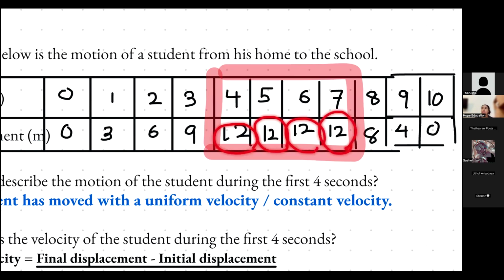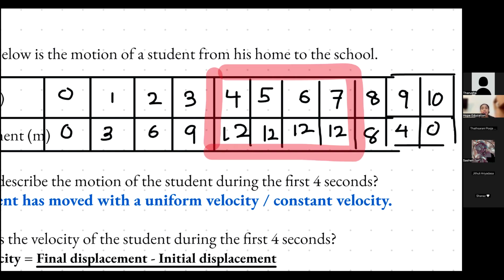If the displacement has increased or decreased, we can say that this student has moved. Has this student moved? Do you think this student has moved here? No. Displacement the same means no motion. If the displacement is the same, there is no motion.